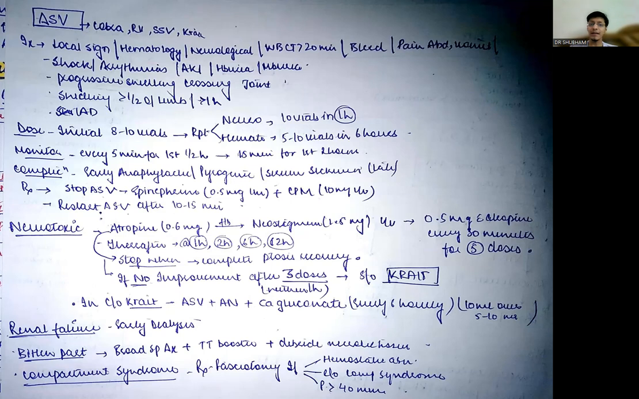If the patient is presenting in AKI, go for early dialysis. In the bitten part, give broad spectrum antibiotics, a TT booster, and debride the necrotic tissue. If the patient is developing compartment syndrome, we have to undergo a fasciotomy. The most common complication the patient can have is cellulitis, so always give antibiotics to the patient. So this is about snake bite.